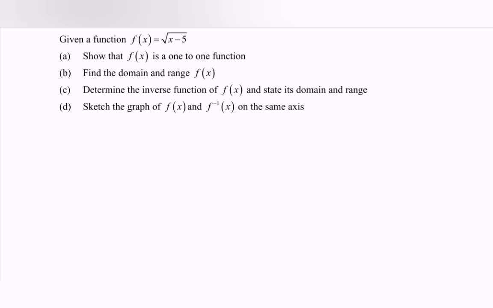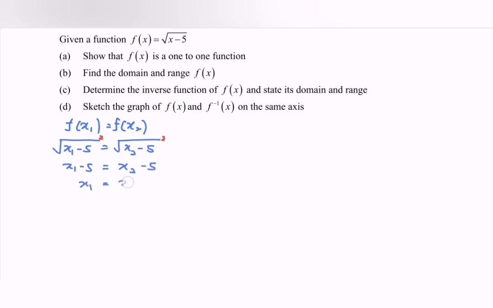By using the algebraic method, we have f(x₁) equals f(x₂). Kindly substitute: the square root of x₁ minus 5 equals the square root of x₂ minus 5. Square both sides, and we have x₁ minus 5 equals x₂ minus 5, so x₁ equals x₂. So f(x) is a one-to-one function because x₁ equals x₂. Then the inverse of f(x) exists.